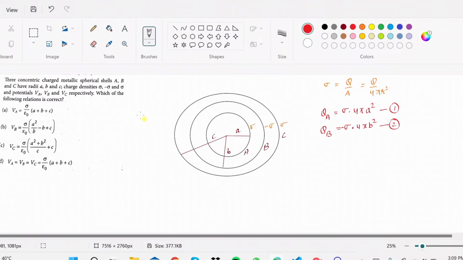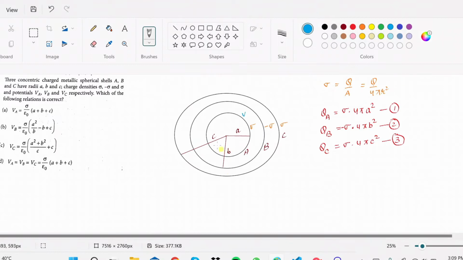Let's move ahead and see the third one. What's the charge on the third one? QC equals sigma into 4 pi c square. That's equation number 3. I hope this is clear to all of you. Now, once you have QA, QB, QC, all the charges on A, B, C, let's proceed to the question, because now it will become quite easy for us.